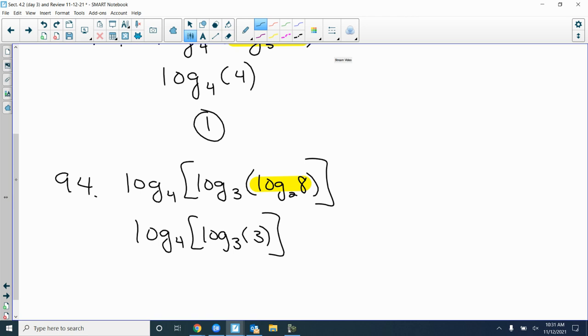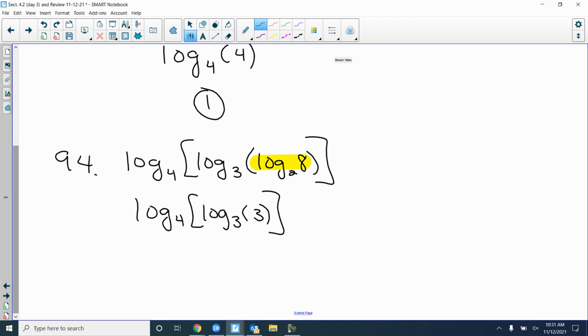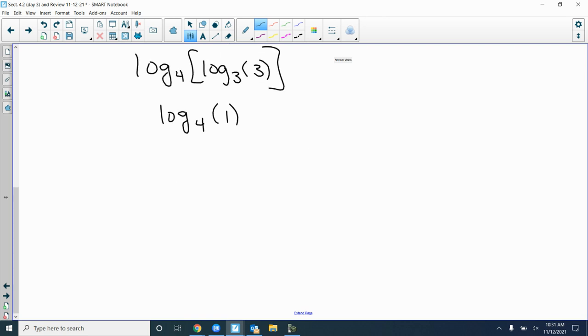So now you're going to evaluate that. Log base 3 of 3. 3 to what power equals 3? That would be 1. So I've got log base 4 of 1. This is one of our rules. Sometimes you overlook it, but you're basically saying 4 to what power equals 1? Well, that's always going to be 0. 4 to the 0 power equals 1. So 0. Okay, so we got that.